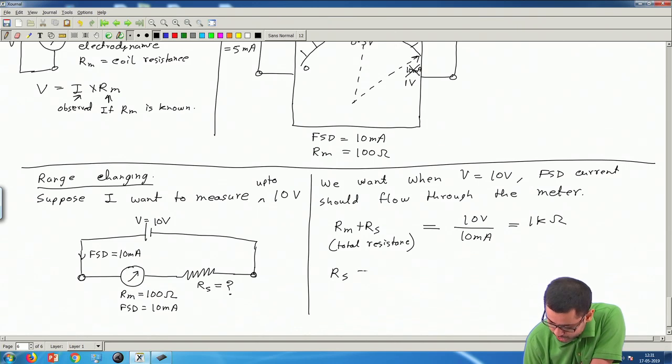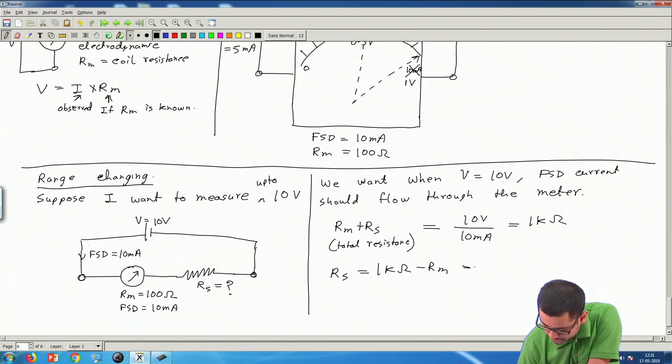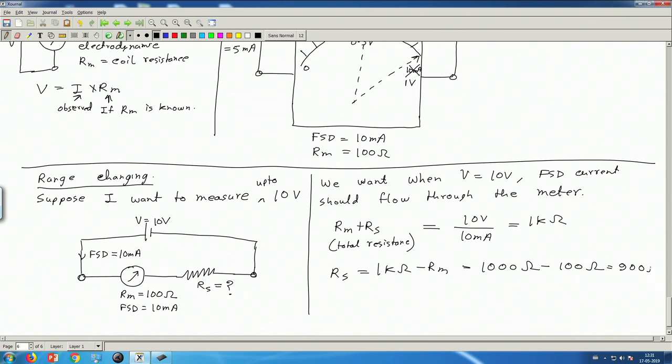Now, therefore, Rs should be 1 kilo ohm minus Rm. Rm is known to be 100 ohm. So, we can write 1000 ohm minus 100 ohm. This will be 900 ohm. So, if we connect a 900 ohm resistance, then this meter together with this resistance will become a 10 volt voltmeter. This is how you can choose the range of a voltmeter that you want to make.